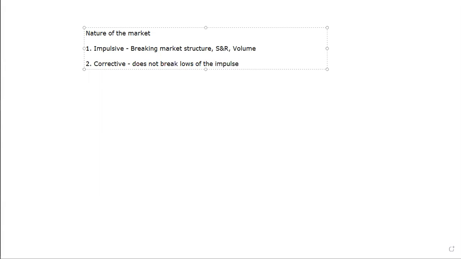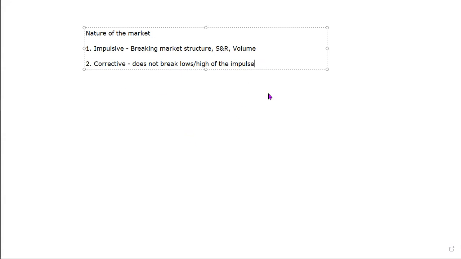And this is obviously in a bullish market, or highs. So let's just put it as does not break lows or highs of the impulse, right? Obviously, you need to use your discretion in this, because in a bullish market, it will not break the lows. In a bearish market, it will not break the highs. The highs will be respected, right? In a bullish market, the lows will be respected.